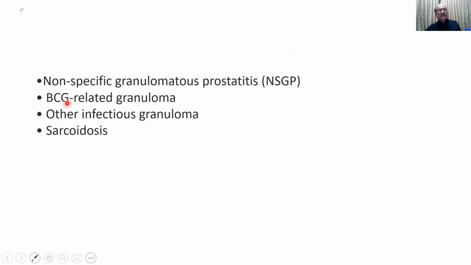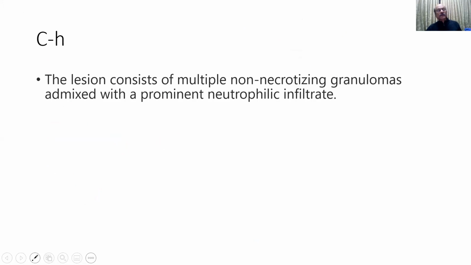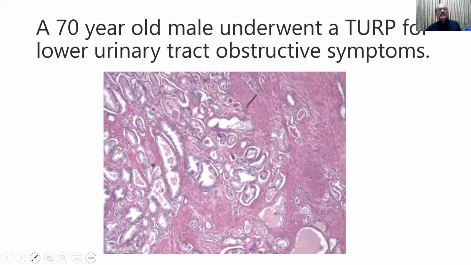Here the choices are non-specific granulomatous prostatitis, BCG-related granuloma, other infectious granuloma, sarcoidosis. Actually, this is histoplasmosis. This is a very interesting lesion. A 70-year-old male underwent a TURP for lower urinary tract obstructive symptoms.